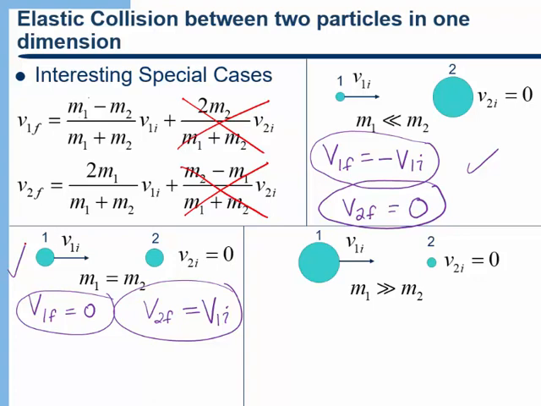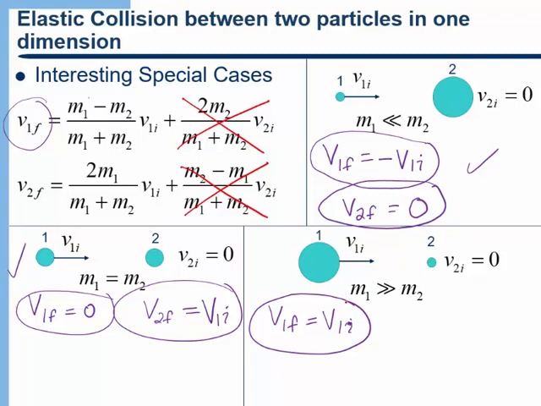So v1 final, you'll notice m2 is now the tiny object. So we have really big minus a small amount, over really big plus a small amount. Effectively m2 is insignificant compared to m1, and what we notice is v1 final is just going to be equal to v1 initial. Now that part makes sense. In other words, when a really big object hits a tiny object, the big object doesn't notice any change. It doesn't slow down in any noticeable way.